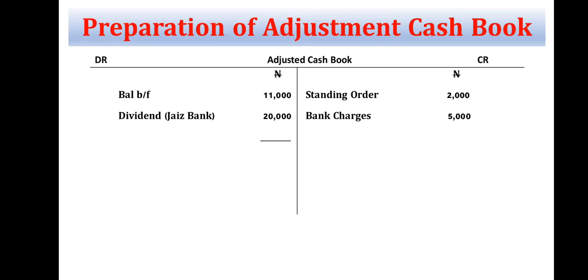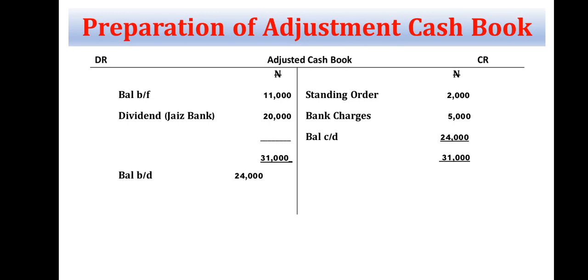If we close the two accounts, we add the debit side together, that is going to give us 31,000. If we add the credit side together, that is going to give us 7,000, which means the debit side is greater than the credit side. So it is the 31,000 that we are going to write at the two sides. So just like we said, the normal ledger preparation. If we subtract 7,000 from 31,000, the balance will be balance carried down, which is how much? 24,000. That 24,000 will be brought down as balance brought down, which is 24,000. So that is all about the adjusted cash book.